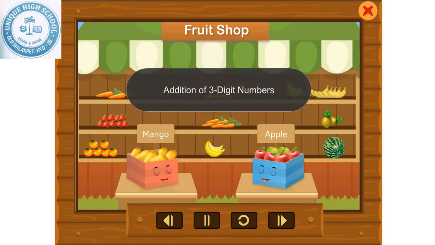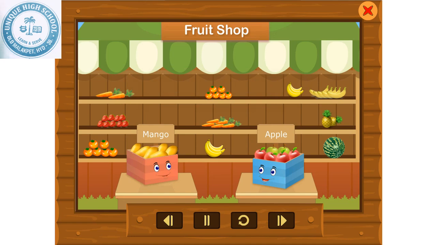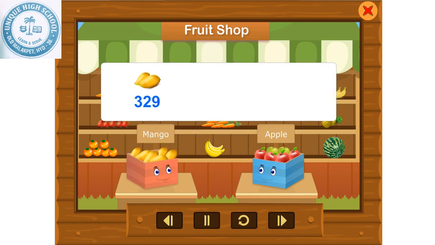Addition of three-digit numbers. Now, I will teach you how to do addition of three-digit numbers. Oh, yes. I want to know about addition of three-digit numbers. Okay. Suppose I have 329 mangoes and you have 256 apples. Okay, Mango Box. So, total we have 585 numbers.